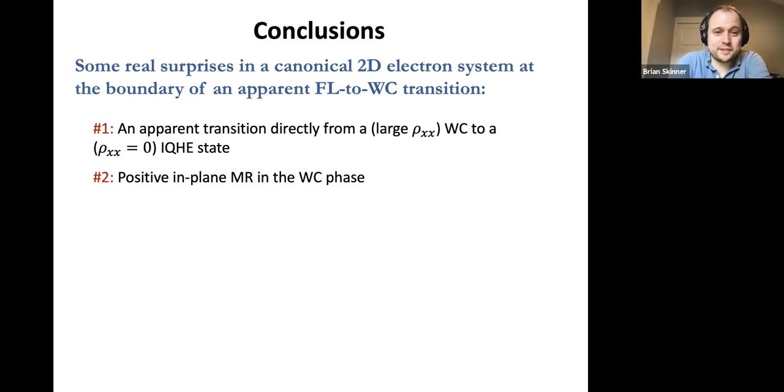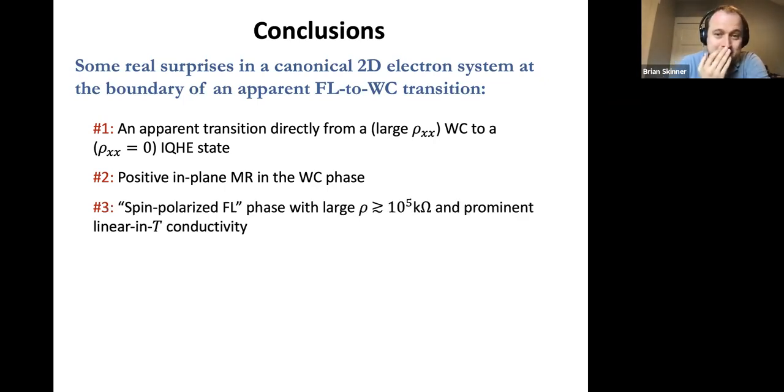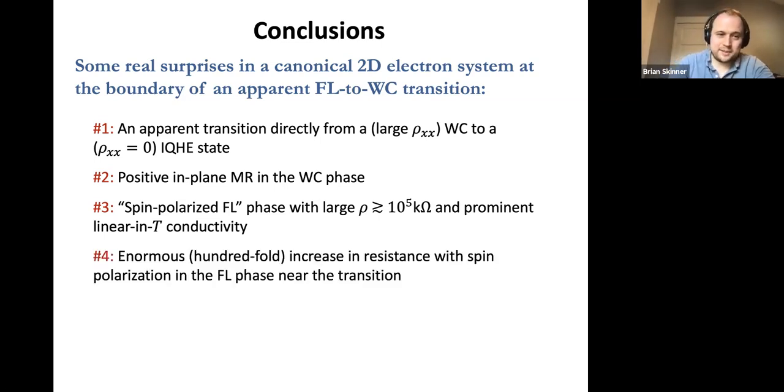The transport in the Wigner crystal phase, the ohmic transport, is puzzling in general, and why it should increase resistance with spin polarization is not understood. What I'm calling the spin polarized Fermi liquid phase, just above the metal insulator transition, is in general mysterious. There are places where it has large resistance, say as much as a factor of 10 above e squared over h, or h over e squared, and it has this linear T conductivity. Not clear how to understand that properly.